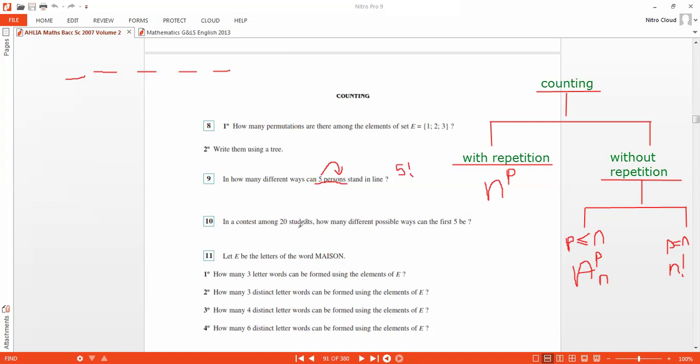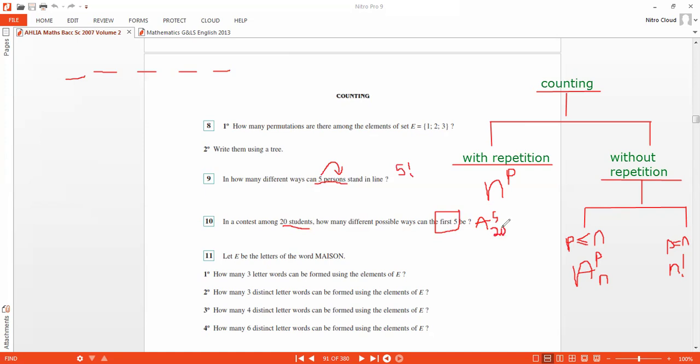But if you look at number 10, I have 20 students and I'm looking for the first 5. So the first 5 out of 20, of course, they cannot be with repetition because the first cannot be second at the same time. So I'm without repetition where P is less than N. So I use A, 5 out of 20.